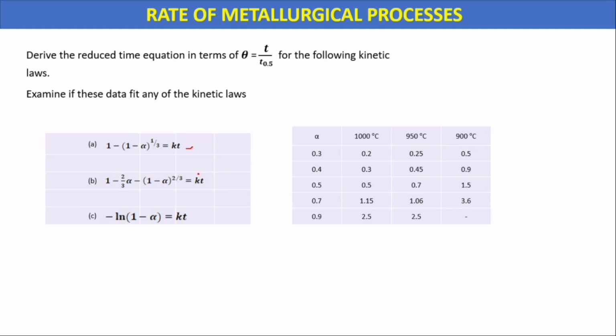Now we need to know that we always need the value of alpha, and this is the value of alpha, which can be seen from the table. The value of alpha given to us was 0.5. With that, it's going to help us derive the reduced time equation for each of these models.